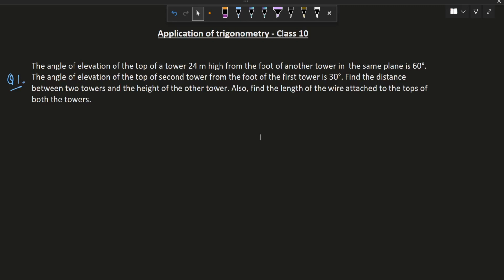Hello students. So today's topic is application of trigonometry. So let's solve a few questions that have been asked in boards and see how to solve them with proper steps. Okay. So the first question, let us read.